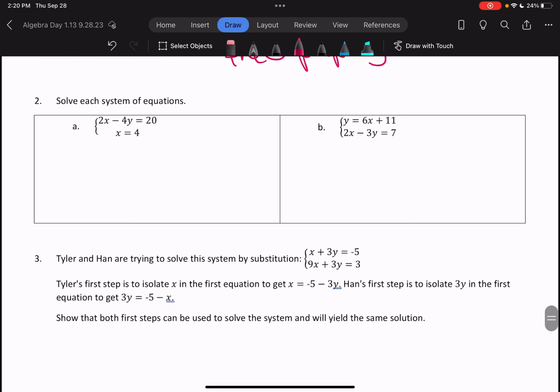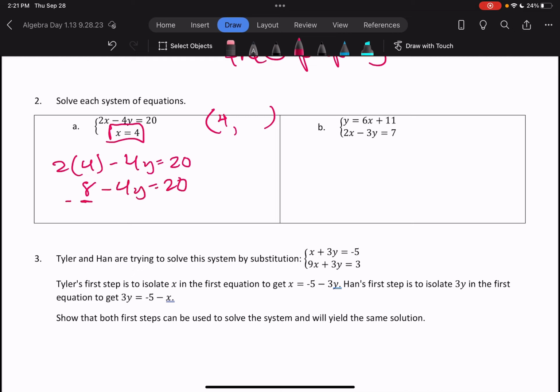All right, number 2 says solve each system of equations. You can do this. You can practice this. You already have x equals 4, so you know one of the answers is 4. Now you go back and plug that in. 2 times 4 minus 4y equals 20. 8 minus 4y equals 20. I want to get rid of this 8, so I'm going to subtract 8 on both sides. We get negative 4y equals 12. Divide both sides by negative 4. Y equals negative 3.